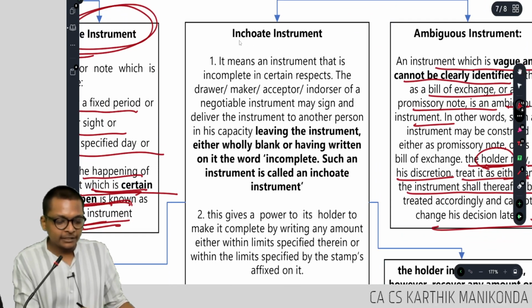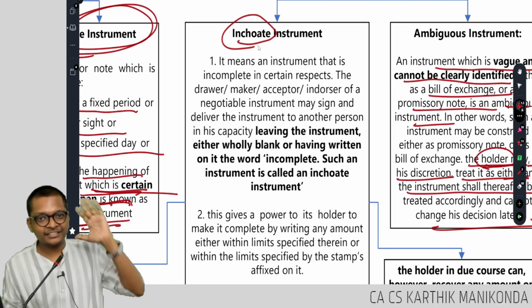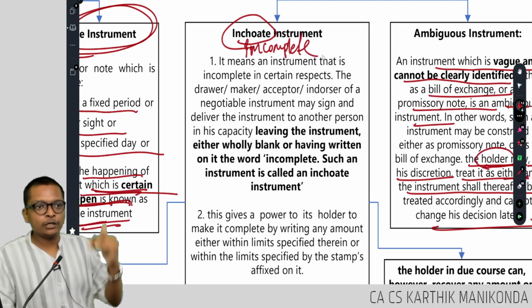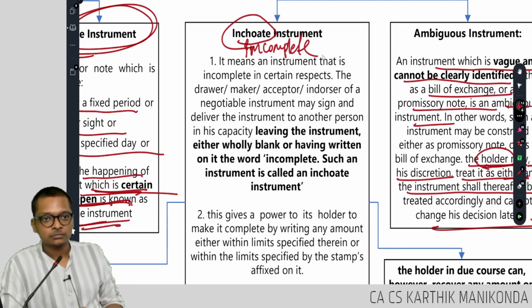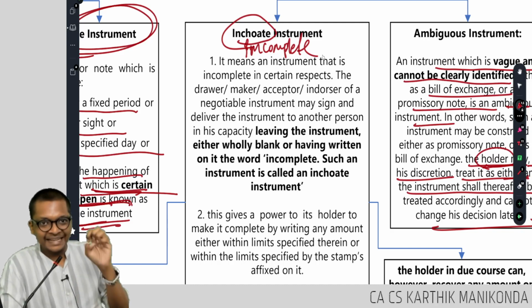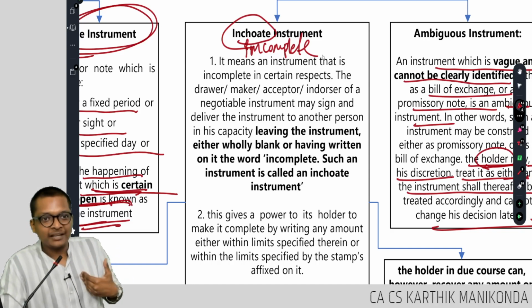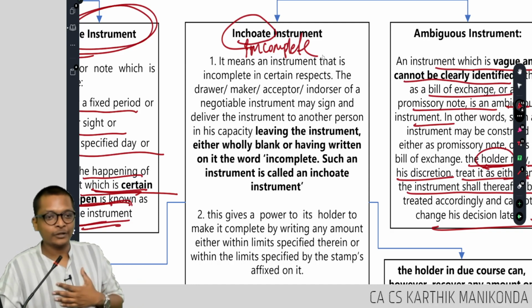Next, inchoate instrument. Sir, Latin term, sir. Shakespeare English. It is nothing but an incomplete instrument. Sir, I got one instrument, date is missing, what to do? It's an incomplete instrument, what will I do? Complete it by adding the date. That's it. Are you following, guys?